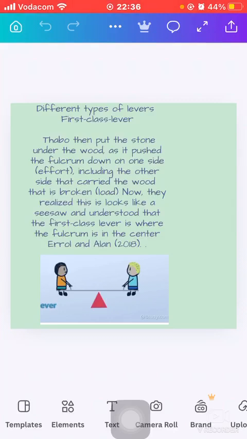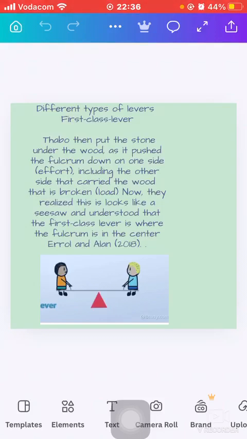Now that I said we have different types of levers, we are going to start with the meaning of a lever. What is a lever? A lever is a simple machine that helps us to lift heavy objects using less force, right? So there are three parts, which are the fulcrum, the load, and the effort, right? There are three types of levers.